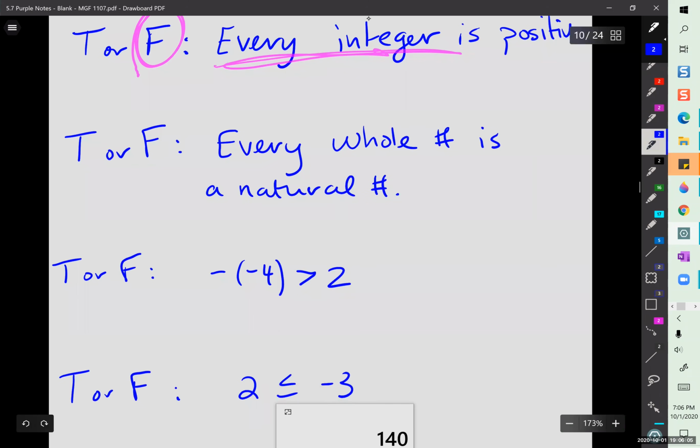Now, is every whole number guaranteed to be a natural number? So you're starting with the whole numbers, not just one of them, but every whole number. Is every whole number fitting the idea of natural number? And I'll write out the whole numbers for us and the natural numbers. Once you think you have an answer, type it in the chat.